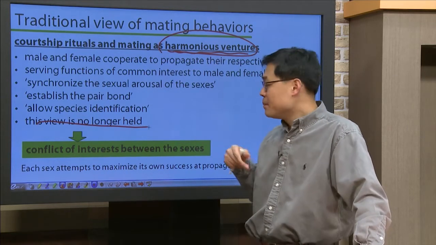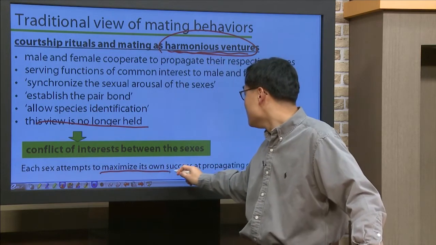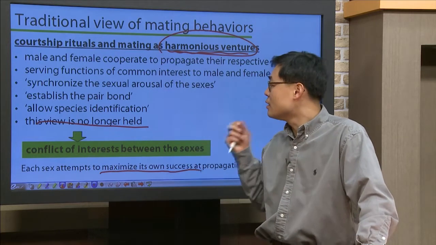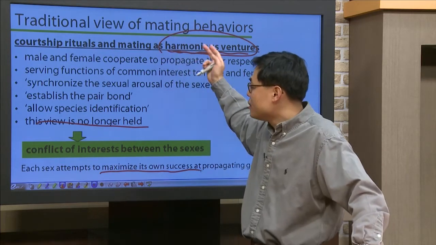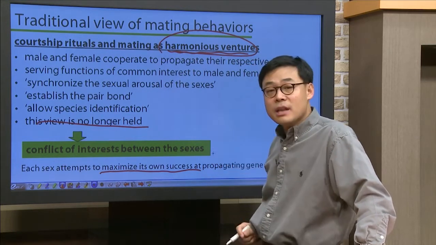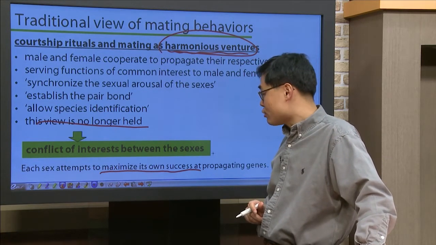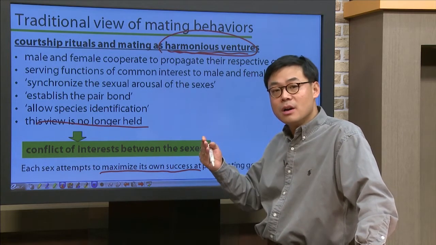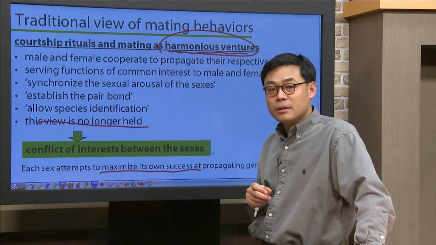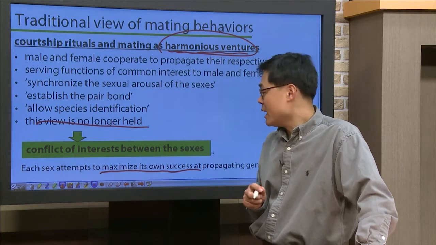Now we think that males and females, each sex, attempt to maximize its own fitness, sometimes at the expense of the other sex. So instead of this traditional view, we think that there is a conflict of interest between the sexes, and that's exactly what we are going to focus on in this lecture. So what's the difference between the sexes, and how does this difference contribute to the variation in mating behaviors and the evolution of mating behaviors?